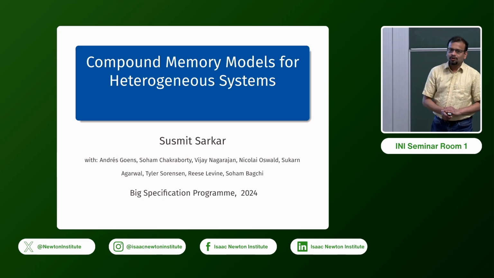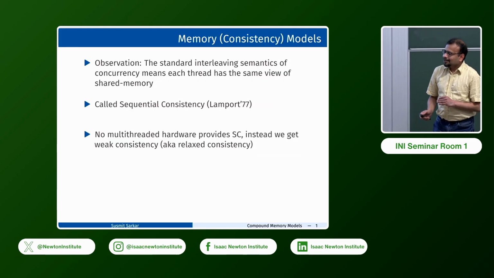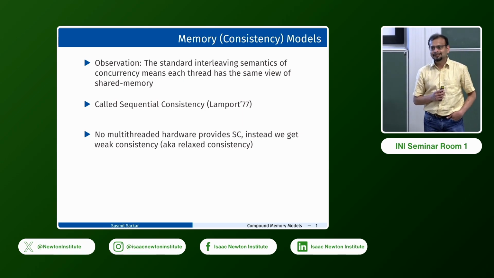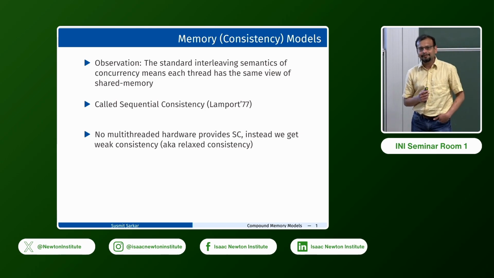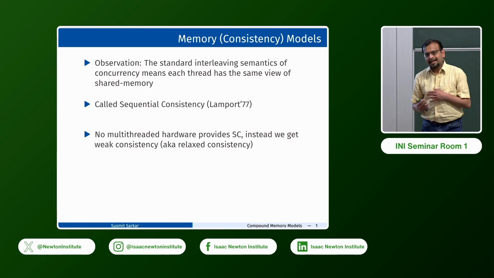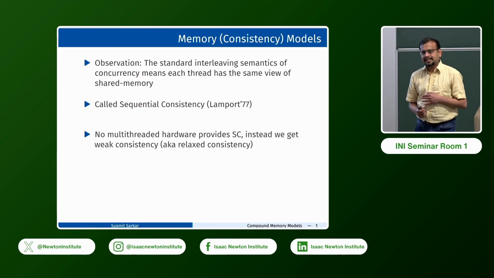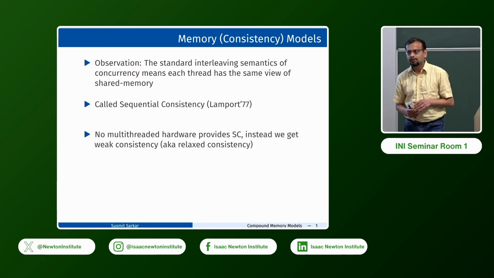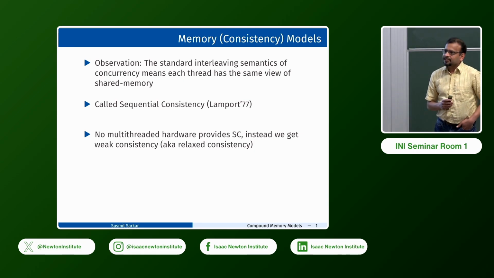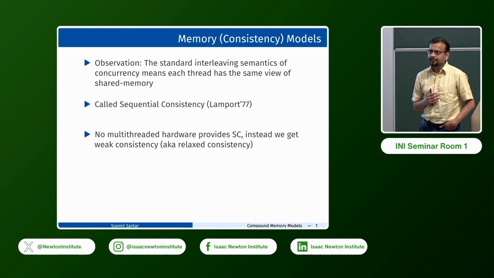So what are compound memory models? I have a slide for what memory consistency models are, for any who might not be very familiar or might have forgotten, just to remind you. We start with the observation that the standard interleaving model of concurrency, if we apply that to shared memory concurrency, basically means that all threads have a consistent view of memory at all times. This was formally called sequential consistency a long time back by Lamport. It's the orthodox classical model of concurrency.